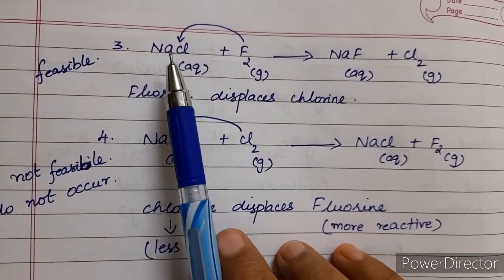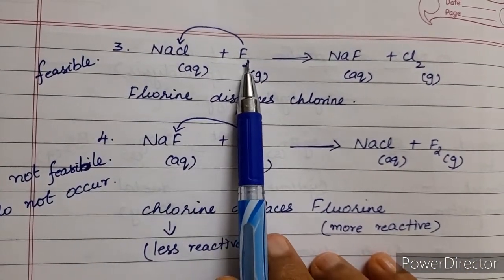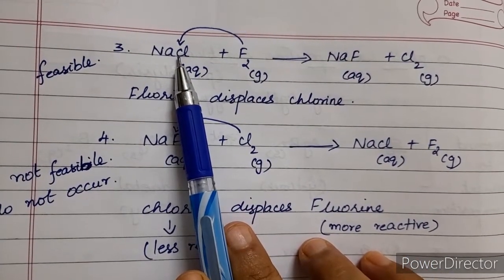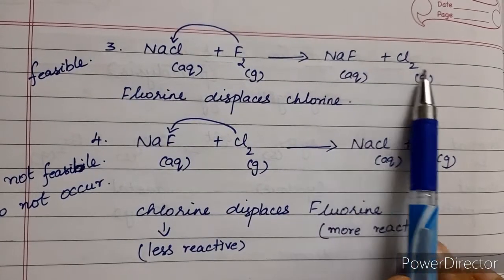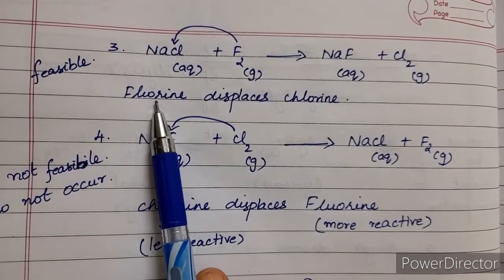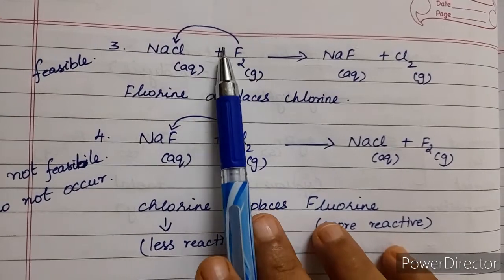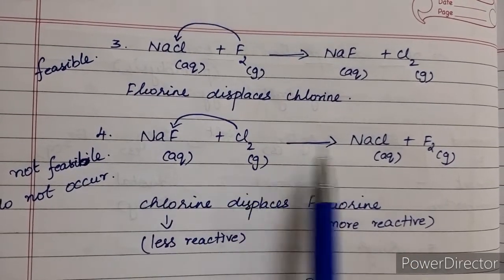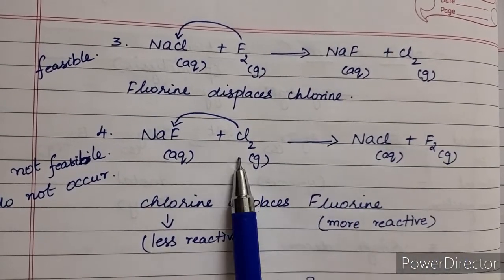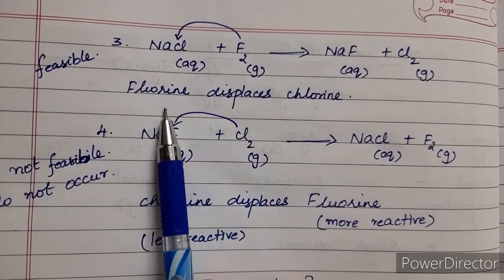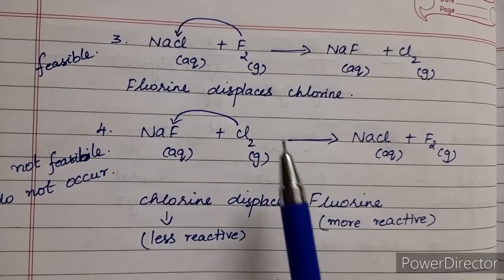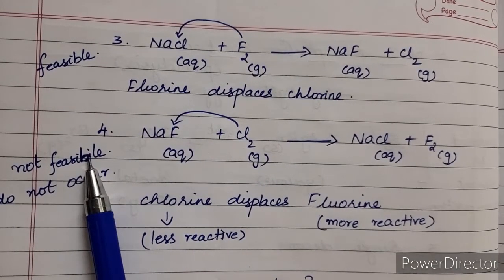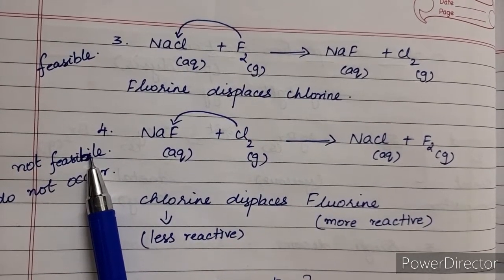Here the sodium chloride combines with fluorine, isn't it? So fluorine displaces the chlorine in this compound, and NaF and chlorine are formed. So fluorine displaces chlorine in this reaction. Now if you take this reaction, NaF combines with chlorine to form NaCl and fluorine. Here chlorine displaces the fluorine. The second reaction does not occur. It is not feasible. What do you mean by feasible? It does not occur in practice, right?